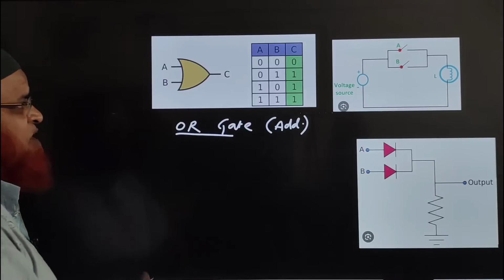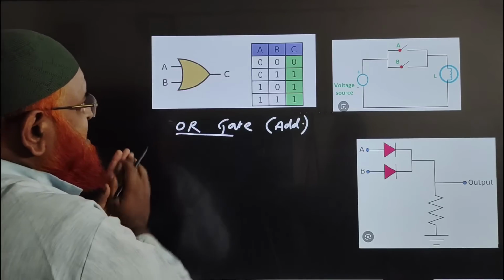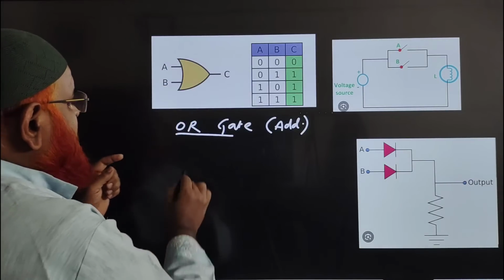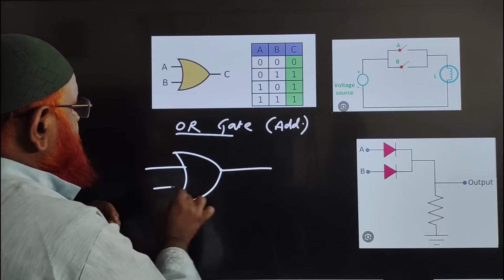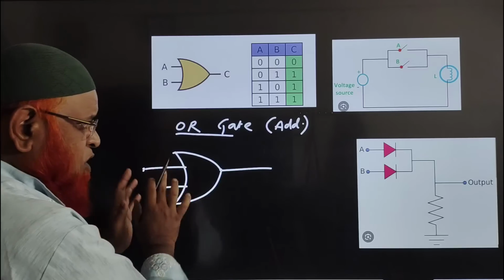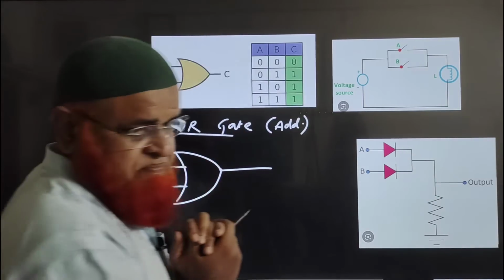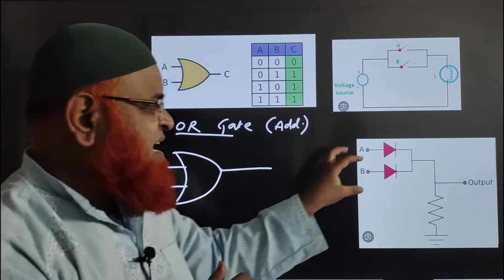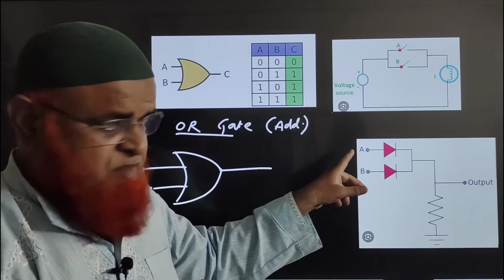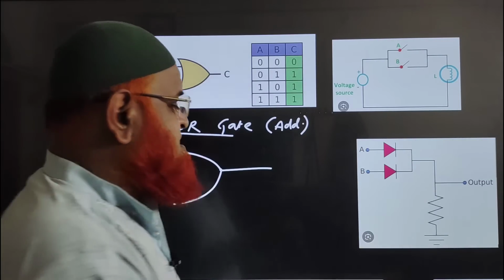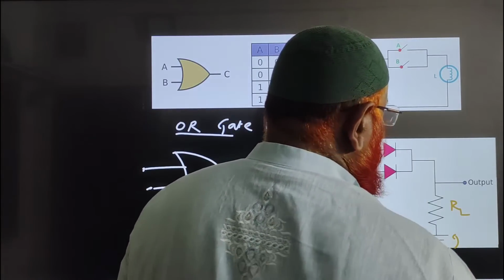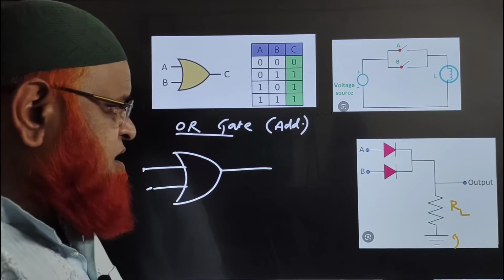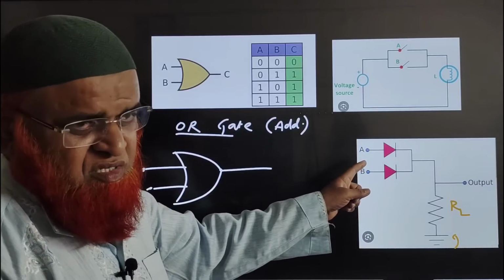So what is this addition operation? How is this gate constructed? What is the symbol of this gate? You can just see it is like this. Understood? This is the symbol. And what is the circuit in the gate? This is the circuit. What is present in the gate? It is having two diodes, an output resistance, which is said to be a load resistance RL, and this is going to be the ground. Load resistance RL, and you are going to see two diodes.